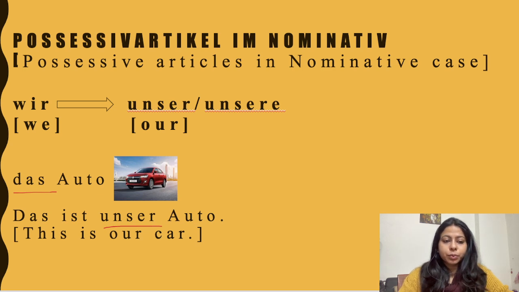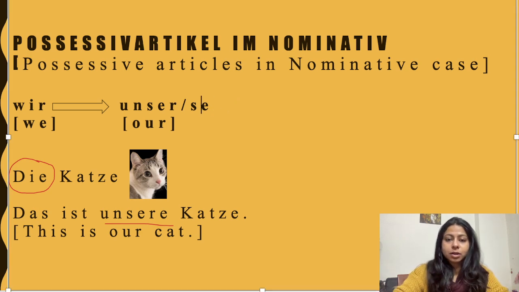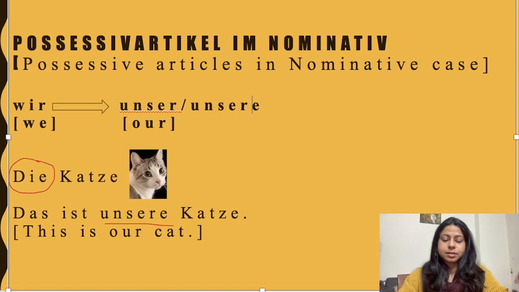So, with feminine, what would be the article with feminine? It would be "Das ist unsere Katze," because the article here is die. So, it would be unsere. "Das ist unsere Katze."